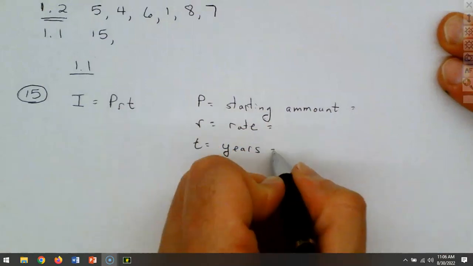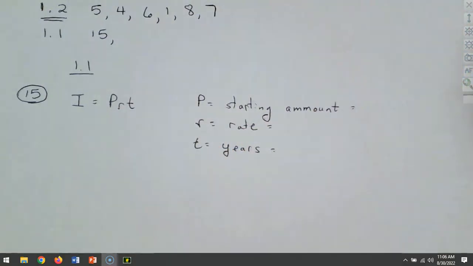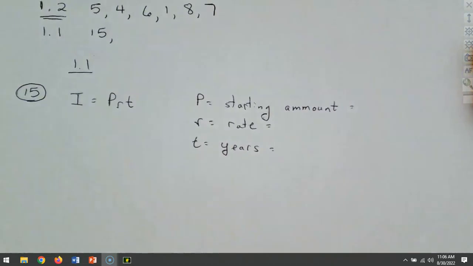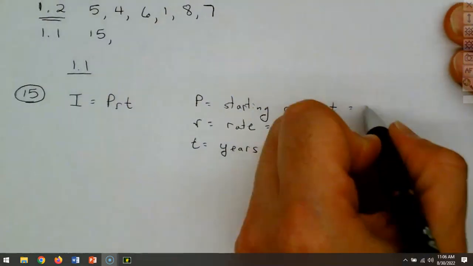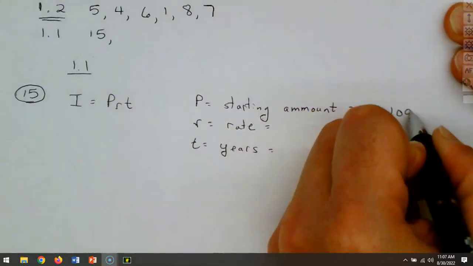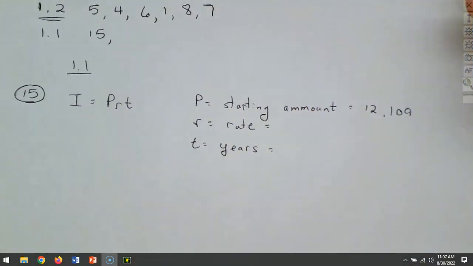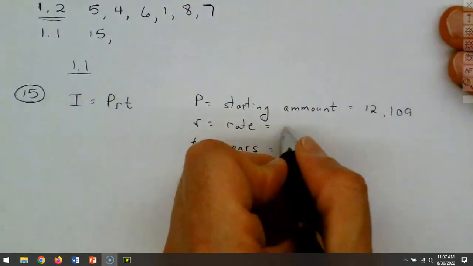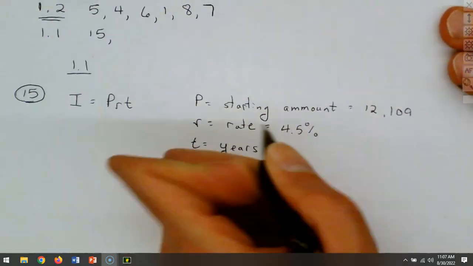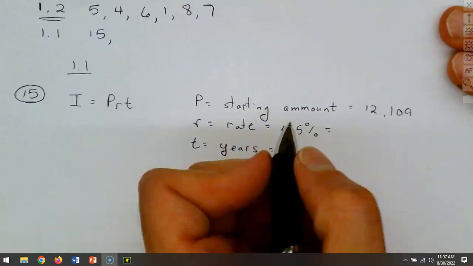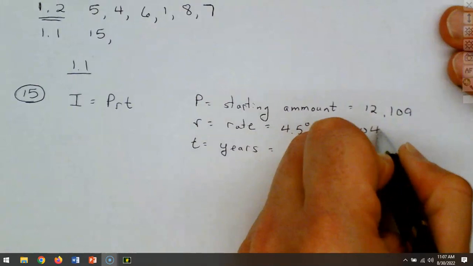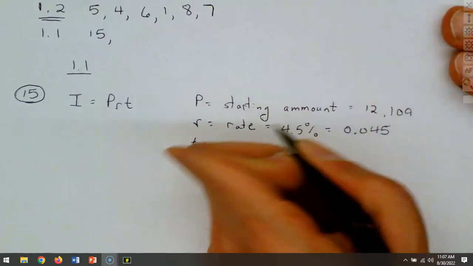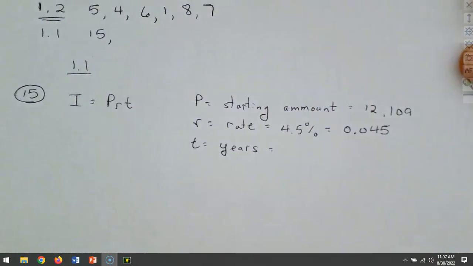So let's identify each piece and plug them into the formula. How much money does Sophia borrow? Yep. So she's going to borrow $12,109. Okay? And what about the percentage rates? Percentage rate is 4.5%. Be very, very careful when you convert that to a decimal. As a decimal, it's 0.045, right? Because there's a zero out in front. Always put the zero in front. That way you don't make a mistake. So always put the zero there in front of the decimal.